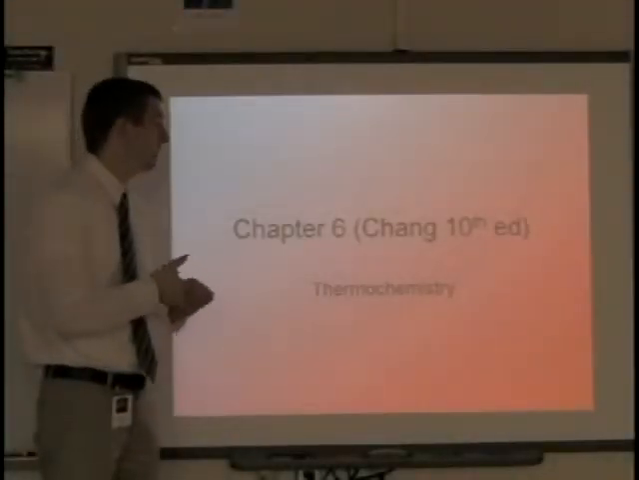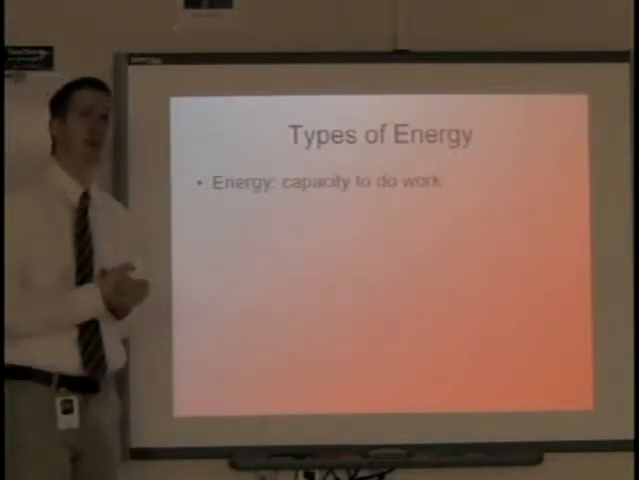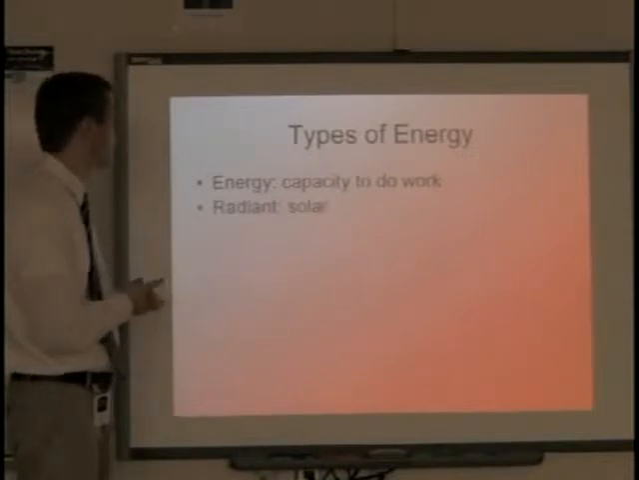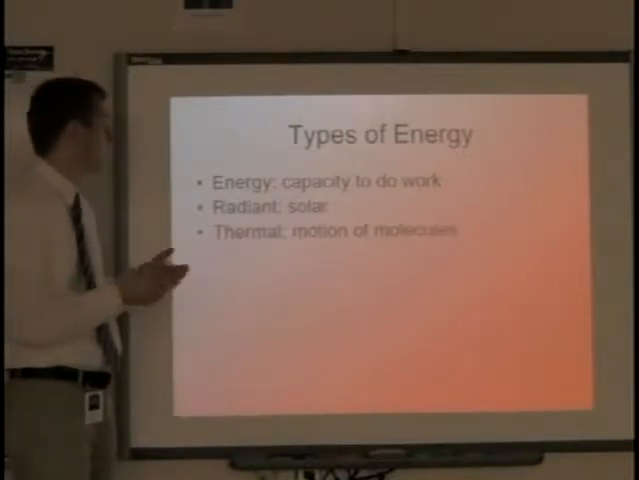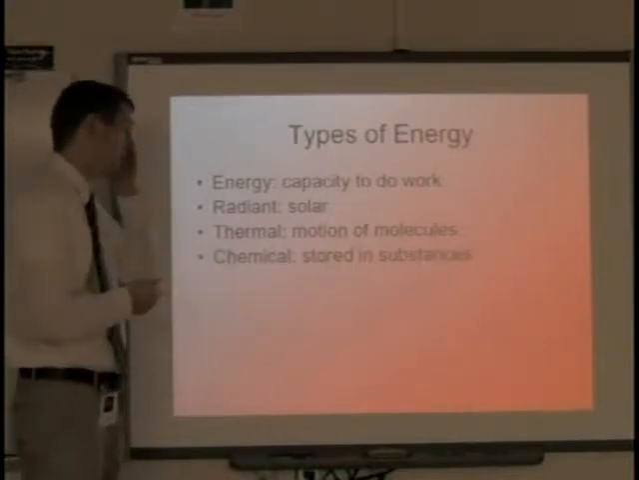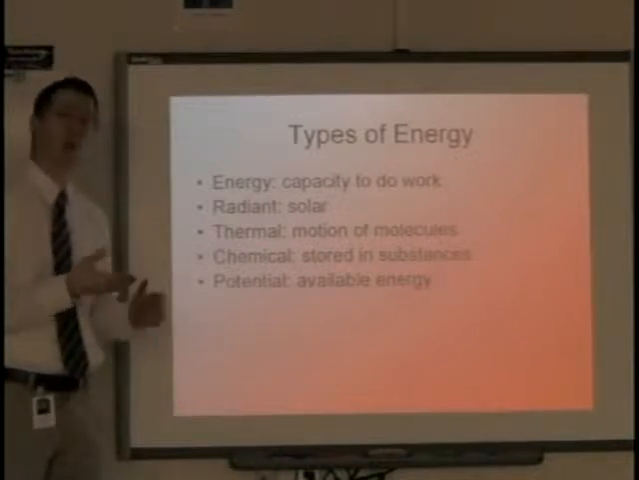This is chapter 6 for the Chang 10th edition on thermochemistry. To begin with, it talks about different types of energy, which first off, to define energy is the capacity to do work. There's radiant energy, typically from the sun. Thermal energy, motion of molecules creating that heat. Chemical energy is the energy stored within chemical bonds. Potential energy is the available energy.